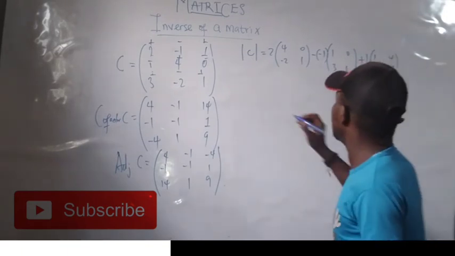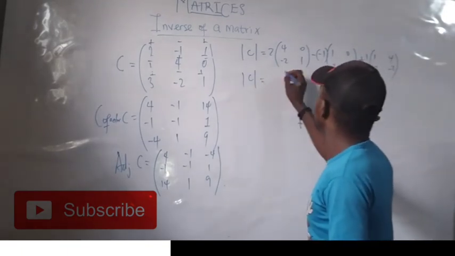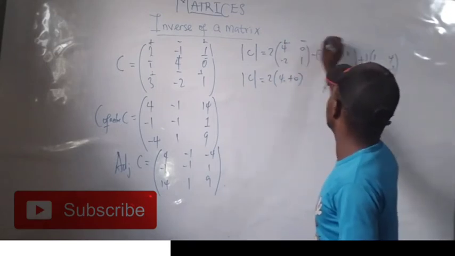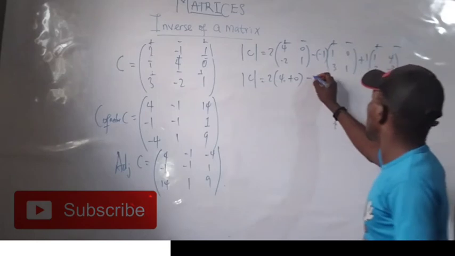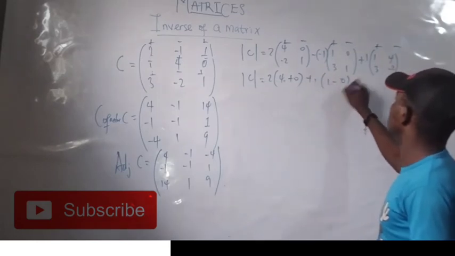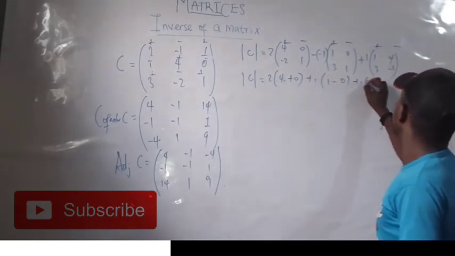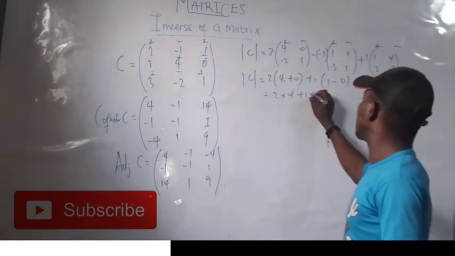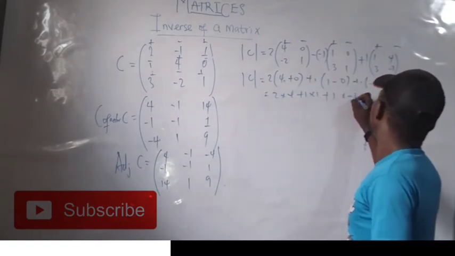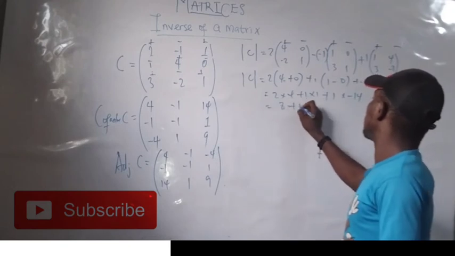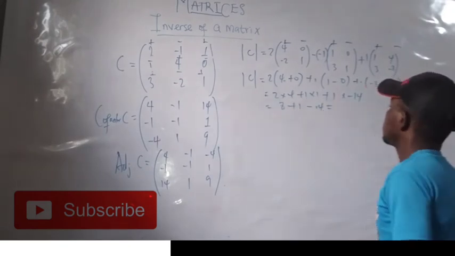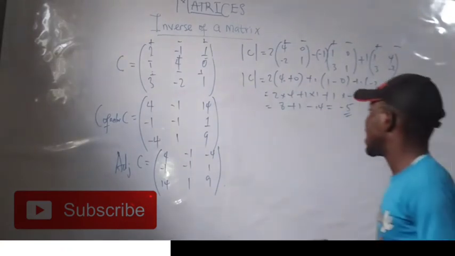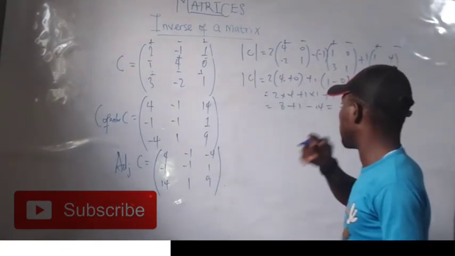So on that note, you can easily say that your determinant of C is equal to 2 open bracket, 4 plus 0 by cross multiplying. So I have a plus 1, I have a 1 minus 0 here as well. I have it to be plus 1 minus 2 minus minus 12. So at the end, I have 2 times 4 plus 1 times 1 plus 1 times minus 14. So I have 8 plus 1 minus 14, which equals minus 5, actually. So that is actually my determinant of matrix C.